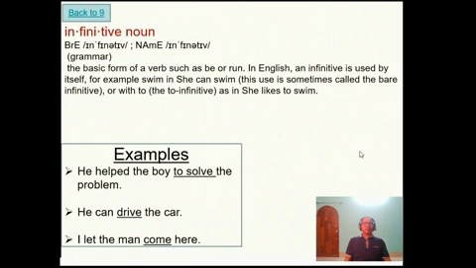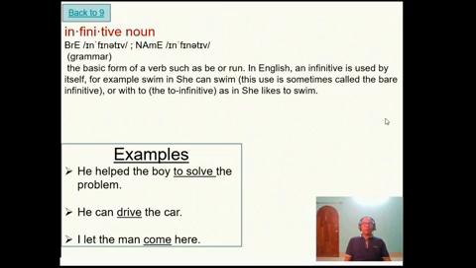Infinitive. The basic form of a verb such as be or run. In English, an infinitive is used by itself. For example, swim in, she can swim. So in the sentence she can swim, swim is an infinitive.